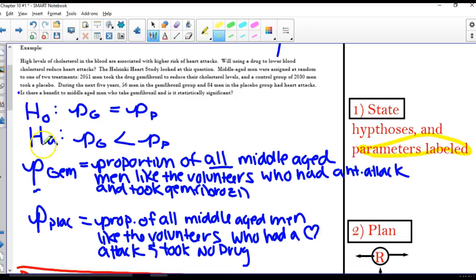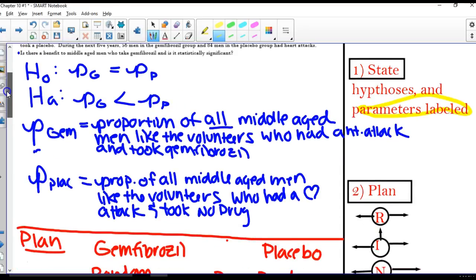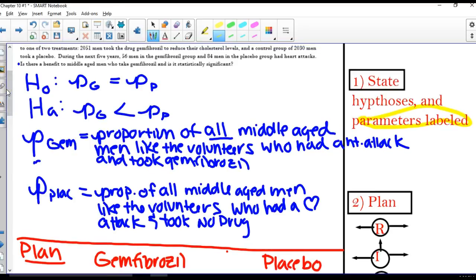Then what are we trying to prove in the alternative hypothesis? We're trying to prove that the proportion of men who took the gemfibrozil and had a heart attack is less than the ones who didn't. There's our state part. Pause on our state part if you need more help. Ask someone next to you or shoot me an email on that part.